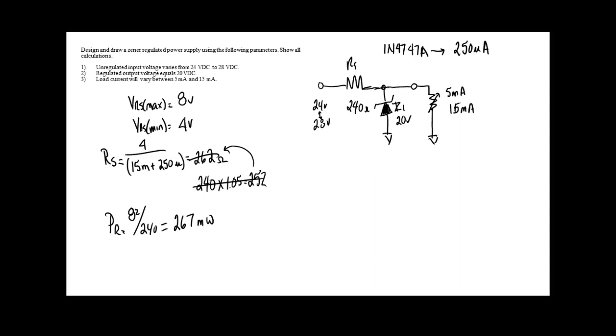You'll see what Brandy's talking about. So that's supposed to be 240, and then the wattage rating is supposed to be 267 milliwatts. Of course, the 220 would work also. What did I do when I calculated the zener?